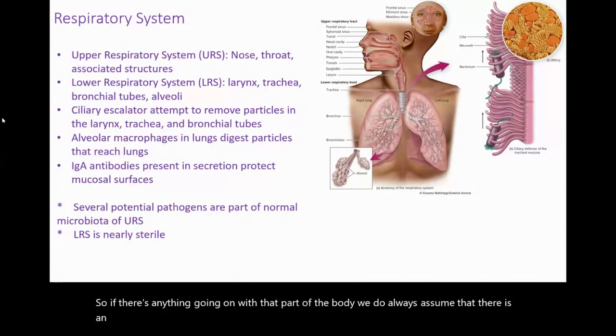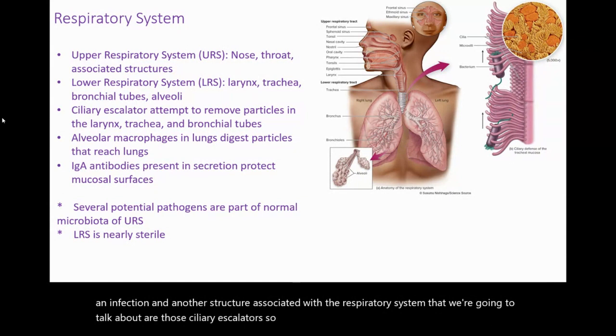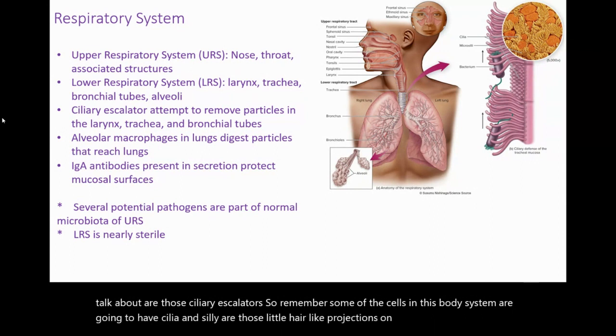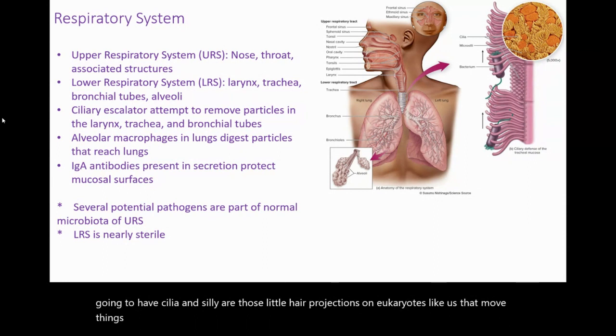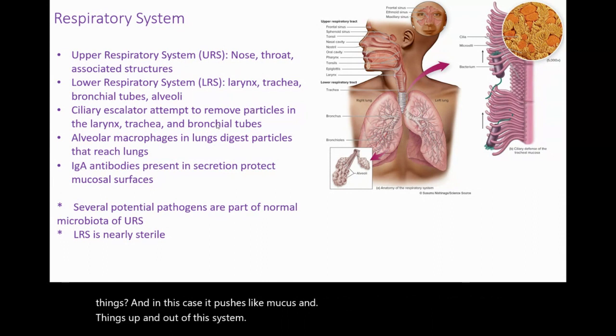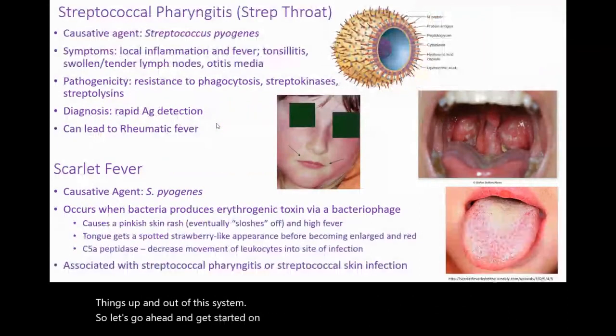And another structure associated with the respiratory system that we're going to talk about are those ciliary escalators. So remember, some of the cells in this body system are going to have cilia. And cilia are those little hair-like projections on eukaryotes like us that move things. And in this case, it pushes mucus and things up and out of this system. So let's go ahead and get started on some of these diseases.